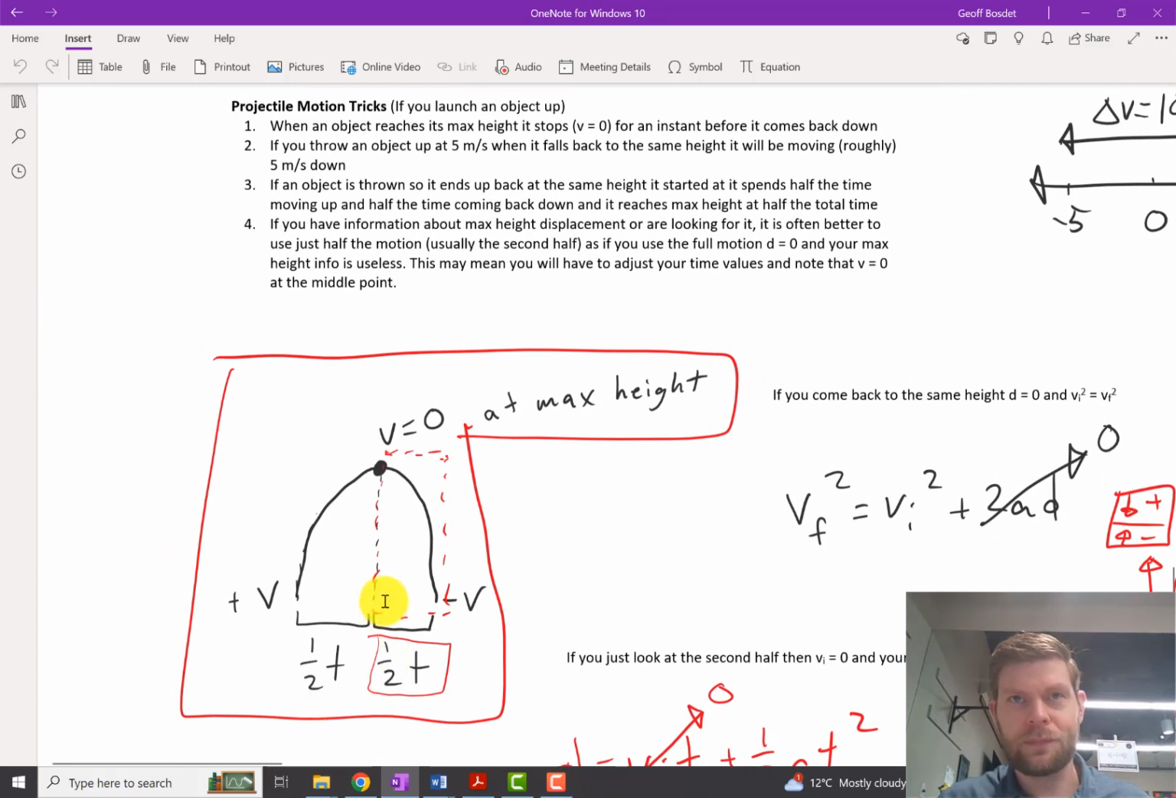Because a lot of times you're going to want to use half the time. It'll just make sense. If I tell you, you throw something up in the air and it comes back down 5 seconds later, and then I ask you how high did it go up, if you try to use some sort of formula like this, it's not going to work because your displacement is 0. You know that, so that doesn't tell you how high it went if you're using the total motion. But if you're using half the motion, then the displacement for half the motion will be the max height. So you can use half the time for that.